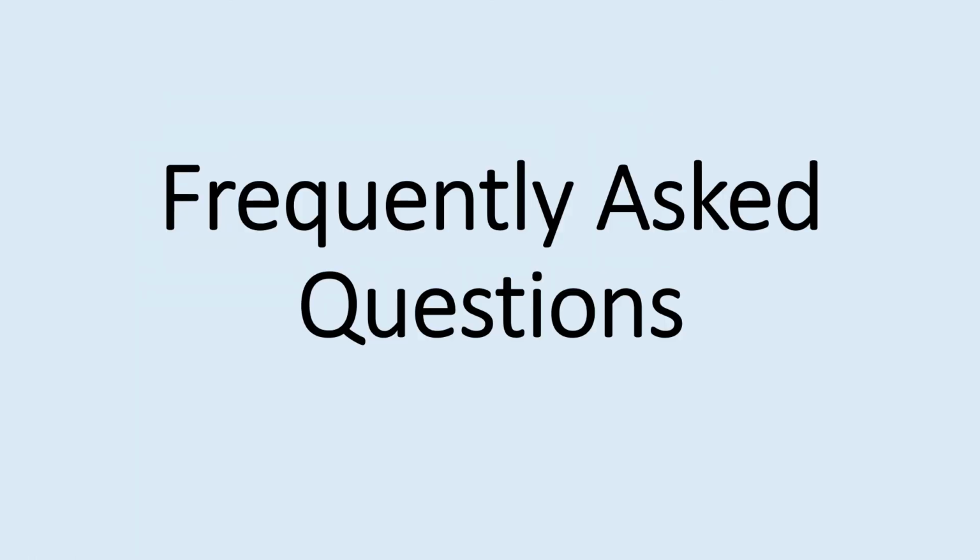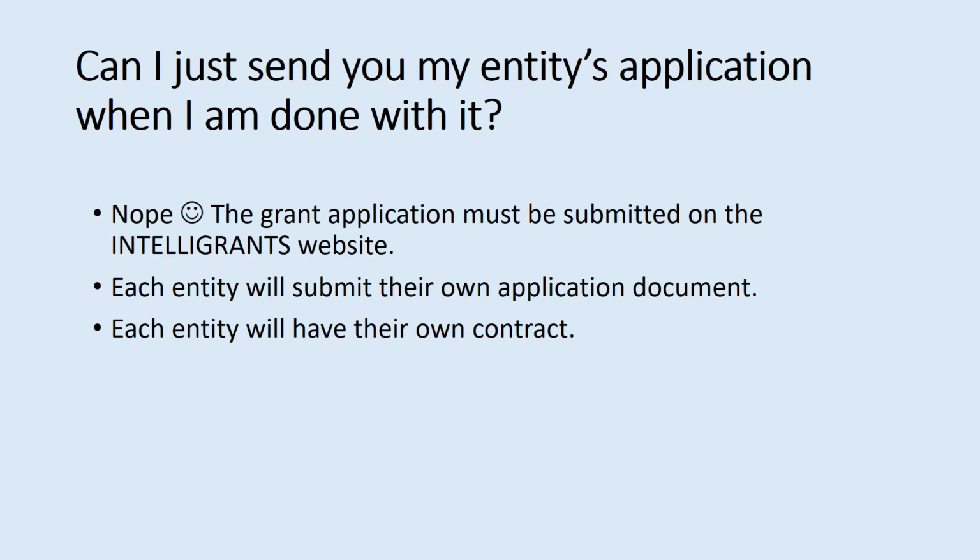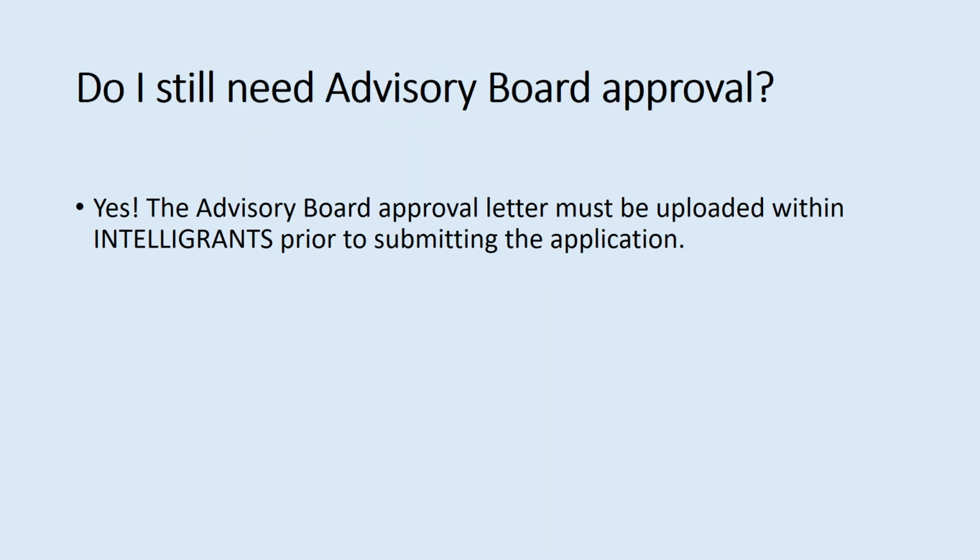These are answers to some frequently asked questions. If you have questions, please contact your assigned program director. As a reminder, CTP is a reimbursable program. Please do not include it in this grant application. Applications will only be accepted via the IntelliGrant system. All applications must be approved by your Community Corrections Advisory Board. A letter of approval and prioritization is required.